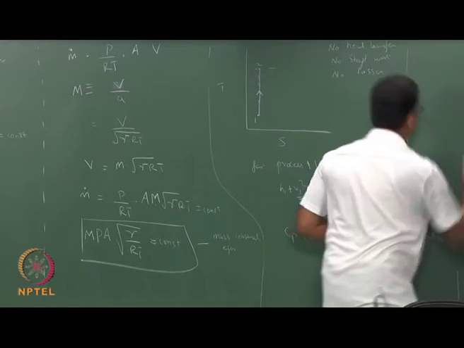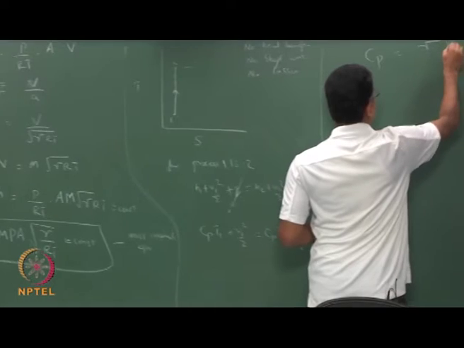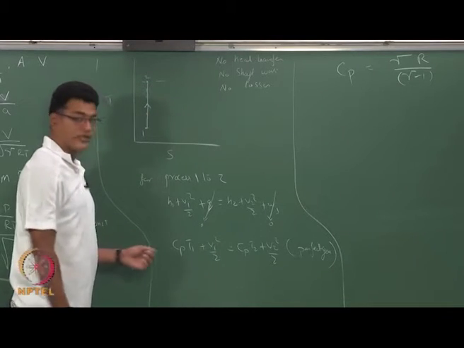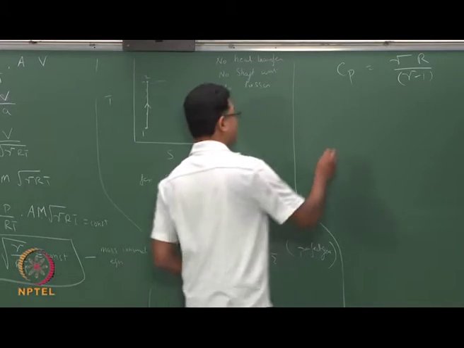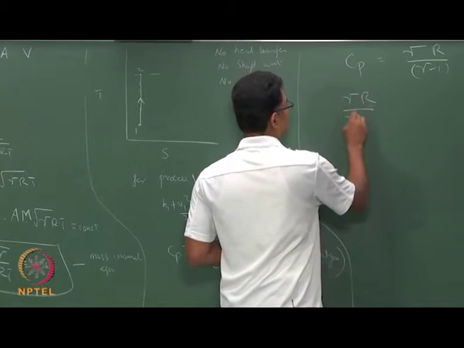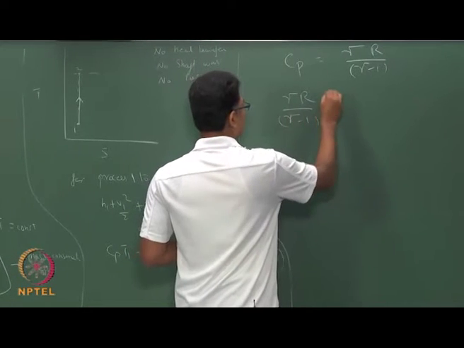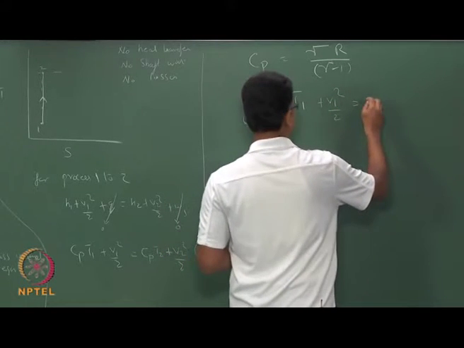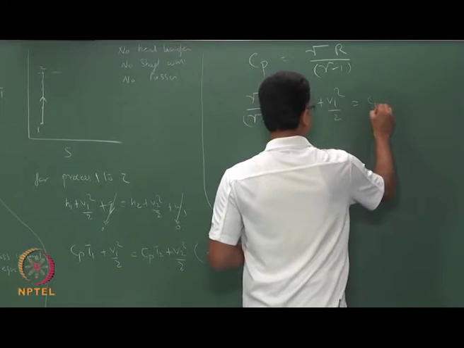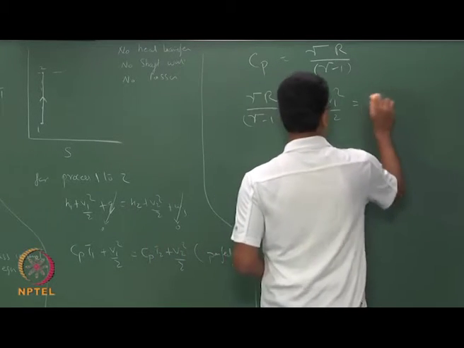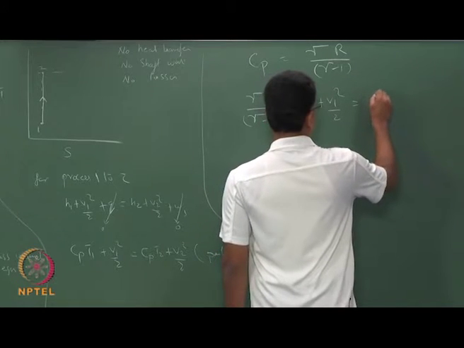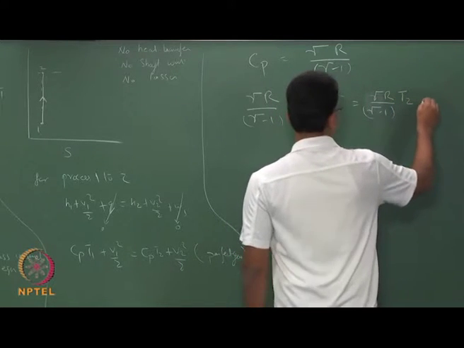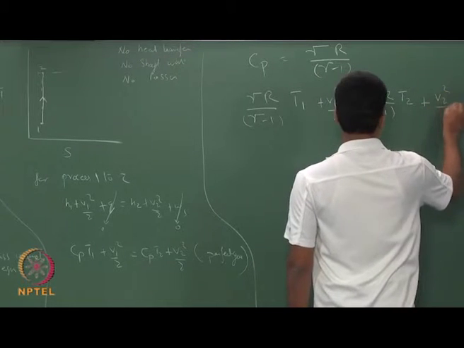I also know that my Cp is gamma R by gamma minus 1. So, I substitute that in the energy equation. So, it is gamma R by gamma minus 1 into T1 plus V1 square by 2 equals gamma R by gamma minus 1 into T2 plus V2 square by 2.